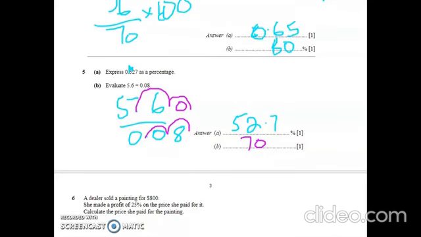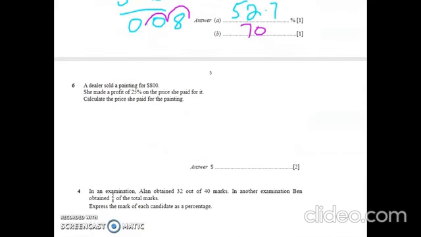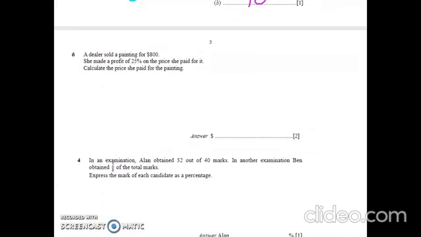Okay. Question number 6. A dealer sold a painting for $800. She made a profit of 25%. Calculate the price she paid for the painting. So basically, in this 800, the cost is included plus the 25% profit on that cost is also included. That makes it 800.